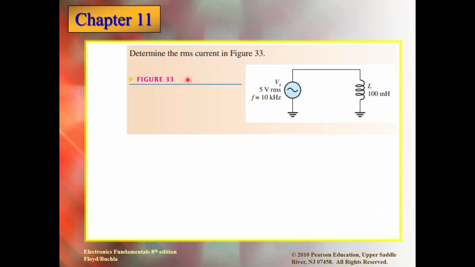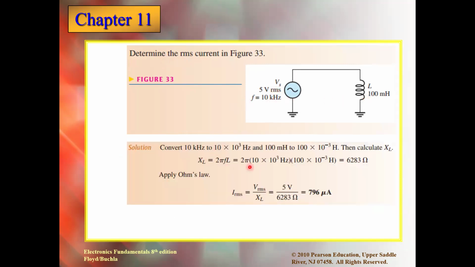So here, determine the RMS current. See, the voltage given is RMS, so we can also calculate the RMS current. First of all, we need to calculate the XL, because F is given, L is given. Let's calculate the XL. XL is coming 6283. After that, we can just apply Ohm's law. IRMS will be VRMS over XL. As I said when I was teaching RC circuits, the Ohm's formulas are the same. So you can use VRMS over XL, which is 5 over this, and we are getting 769 microampere.